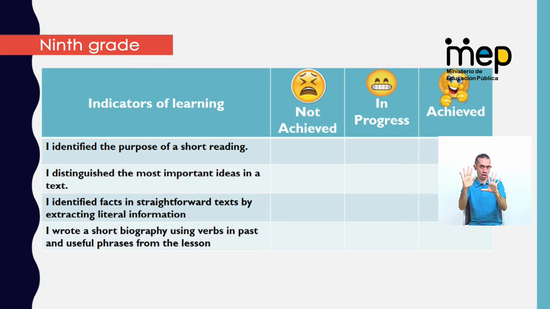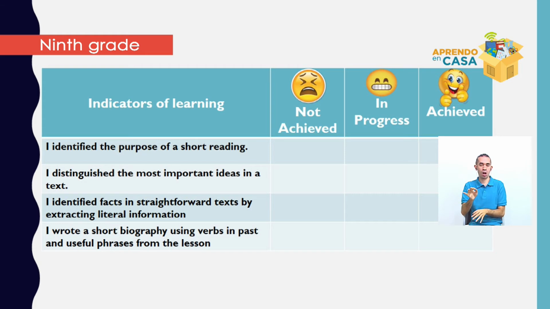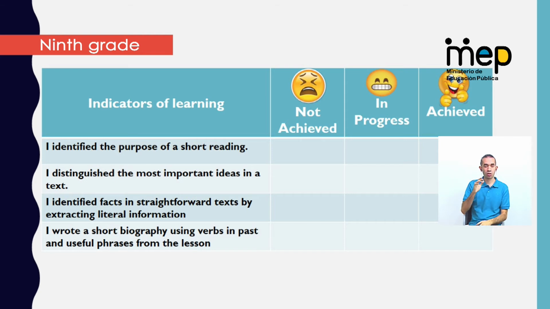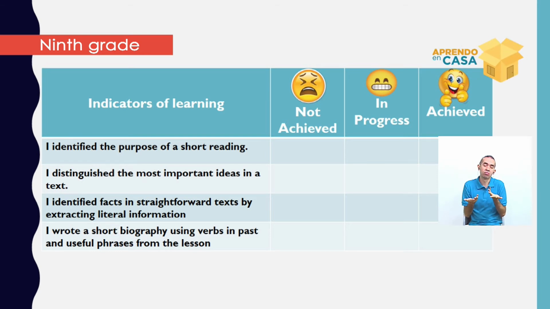Were you able to identify facts in a straightforward text by extracting literal information? Usually when we talk about facts, we talk about literal information that we can extract. And remember that those are things that don't change. I wrote a short biography using verbs in past and useful phrases from the lesson. How did it go in that part? Probably in progress, right? Because you still have the challenge for next week. All right. Very good.